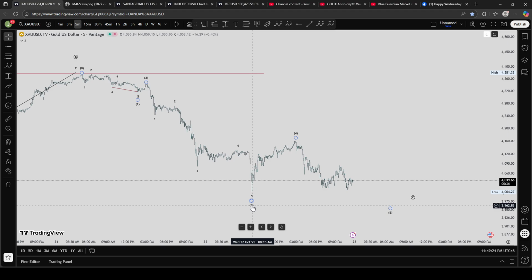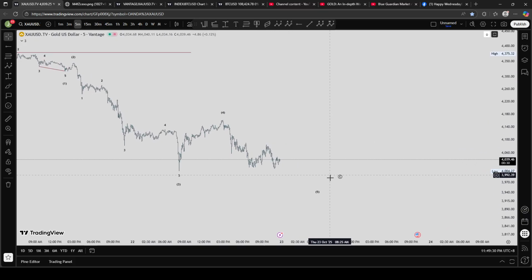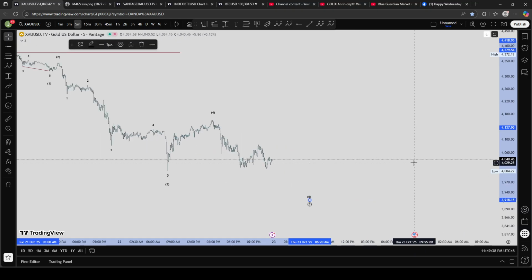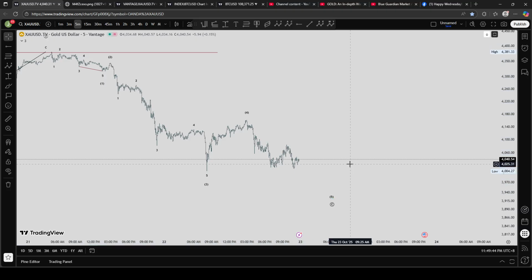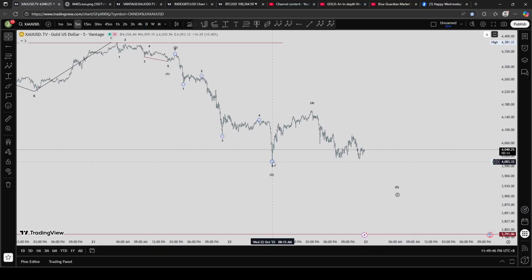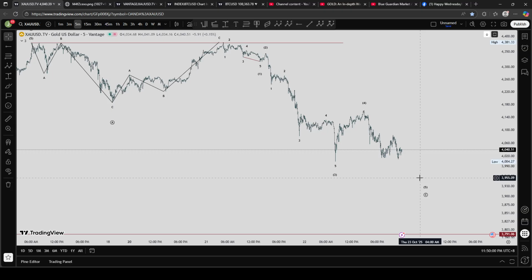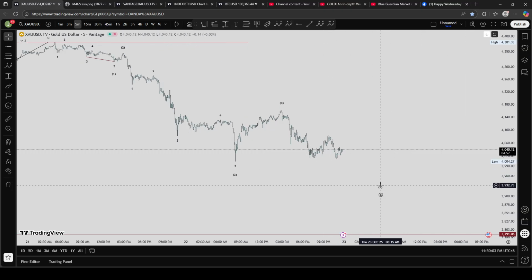wave 3. Here, the bounce up can be considered as our fourth wave, and we are now approaching the fifth wave of the wave C of an expanded flat scenario. Meaning, I'm still expecting that the price will break the low of the Asian low, and complete the 5 internal waves of the wave 5.